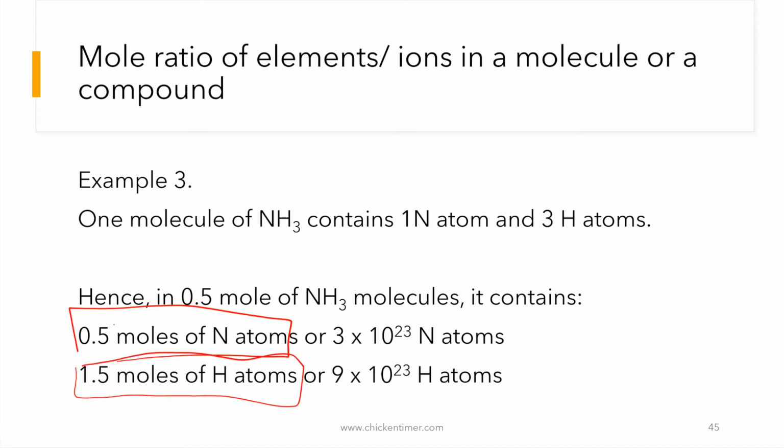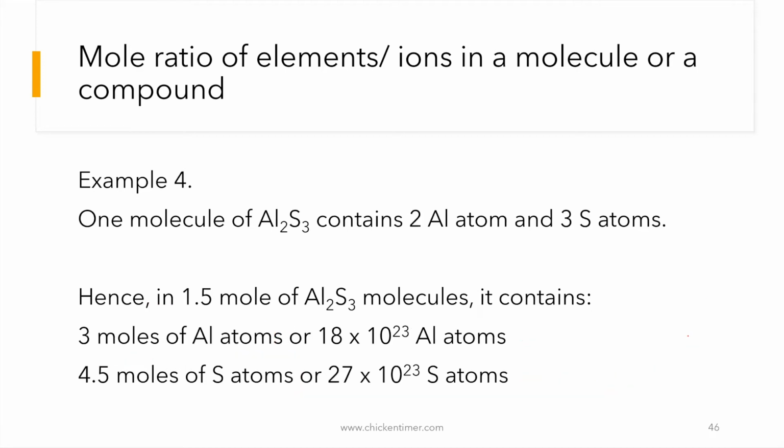So then the numbers here will become 0.5 times 6 times 10 to the power 23. Then this one will be 1.5 times 6 times 10 to the power 23. Another one down here, you have 1 molecule of aluminium sulfide. So 1 aluminium sulfide has 2 aluminium and 3 sulfur atoms. So in 1.5 moles of aluminium sulfide, you'll get double of 1.5 for aluminium, and then 3 times of sulfur.